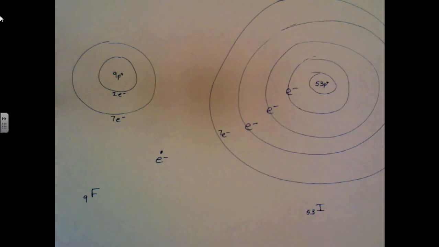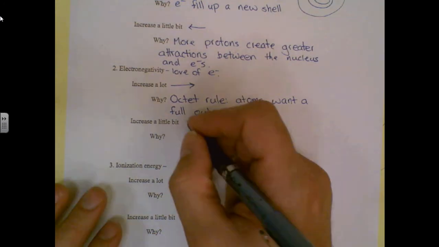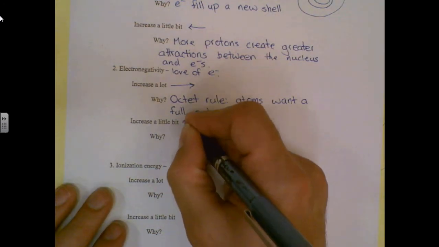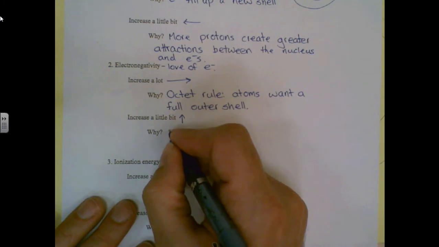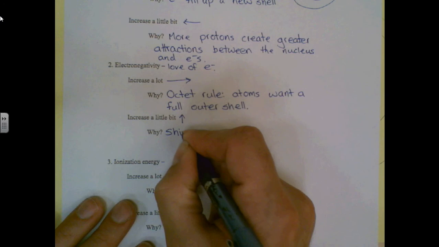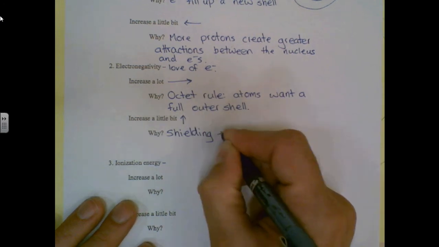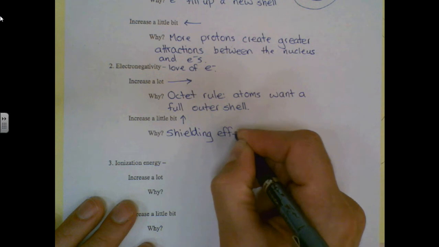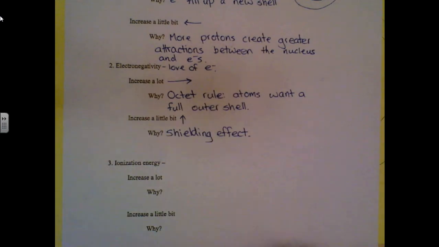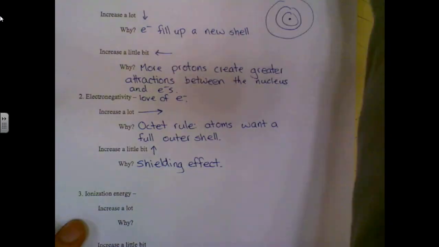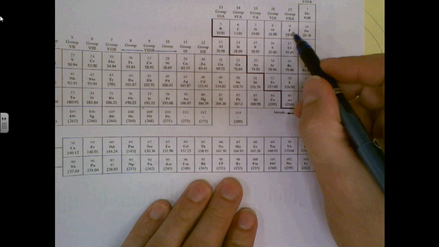We can see, therefore, that electronegativity increases a little bit as you go up a given group on the periodic table, and this phenomenon is called the shielding effect. Fluorine is therefore the most electronegative element on the periodic table. It's up in the upper right corner.